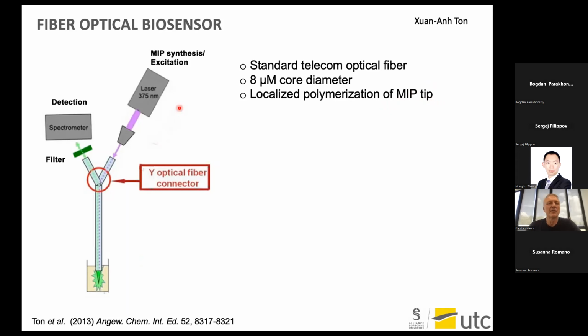And how can we do this? We just have to dip the fiber in the monomers and then couple a laser into the fiber, and where the laser light comes out, it will start the photopolymerization of our molecularly imprinted polymer in the form of a tip. And if we use a bifurcated fiber, we can even use the other arm of the fiber in order to do spectroscopic measurements through the fiber.